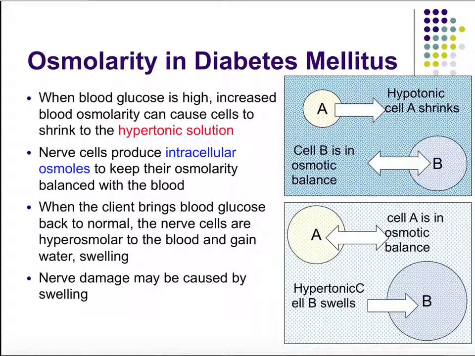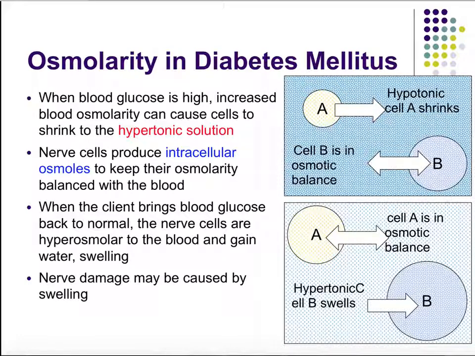Now, what about osmolarity? Obviously, it gets altered with diabetes mellitus. When blood glucose is really high, we're going to have increased osmolarity because there's more solutes in the blood. So we'll have a hypertonic solution. Now, if you have a hypertonic solution, what does that do to your cells? Remember, water follows solutes. So water will leave your cells into the more hypertonic blood.